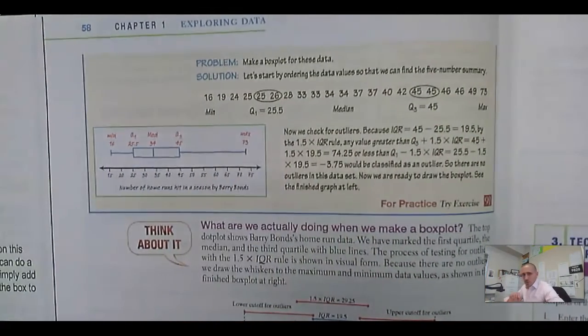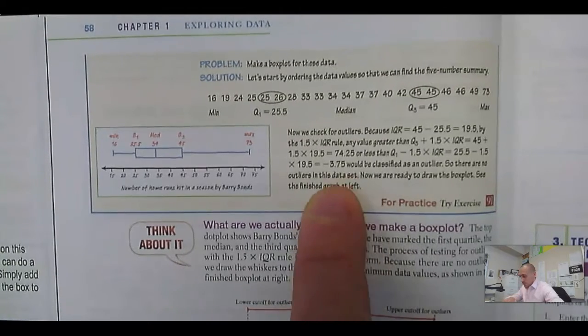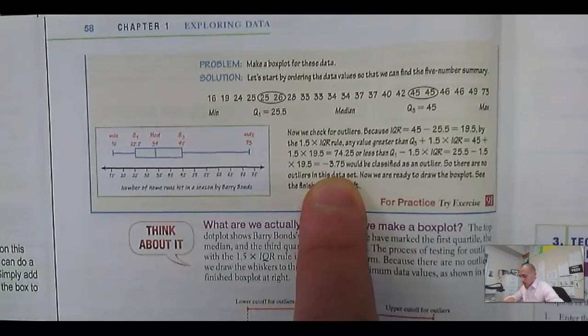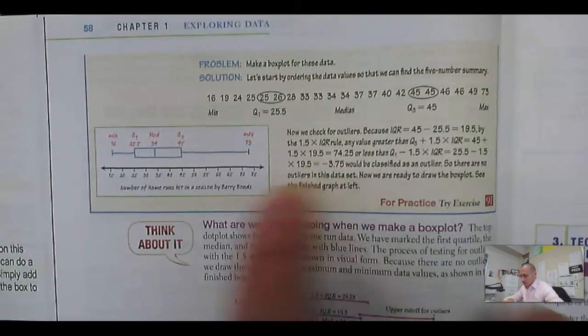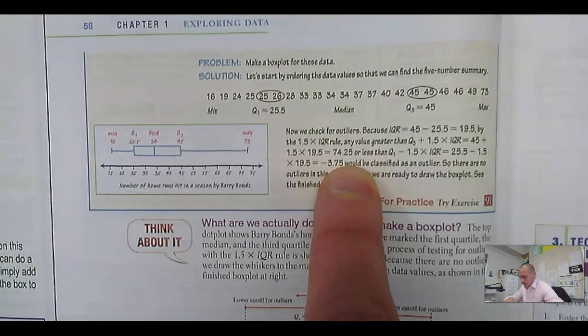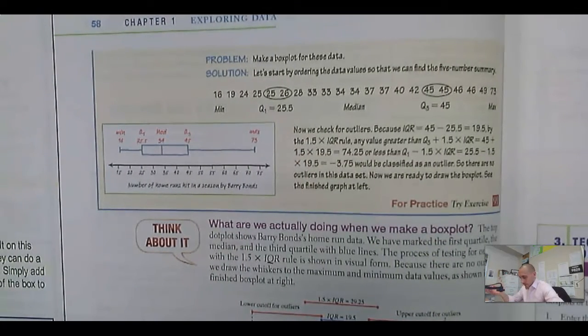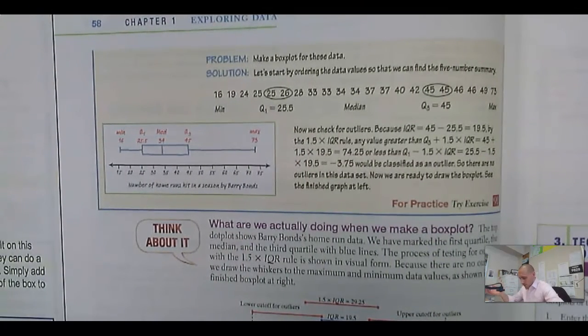What they had to do was check to see if there were any outliers first. The lower value was negative 3.75 when you use that formula. There was no data below that. The upper fence, as I think I may have called it, was 74.25. No values went beyond that. So there are no outliers.